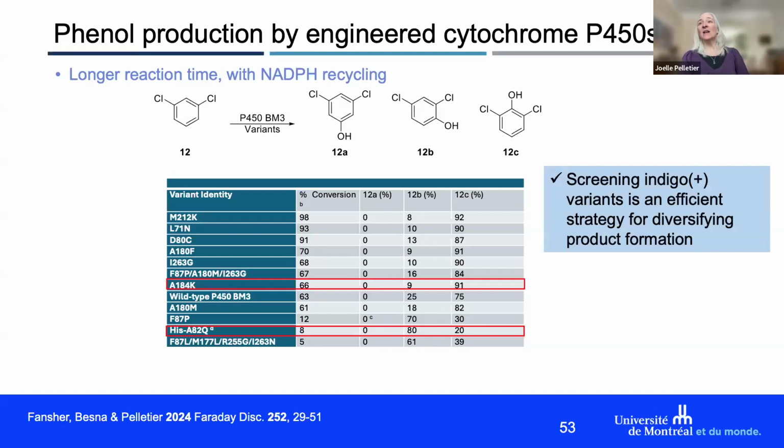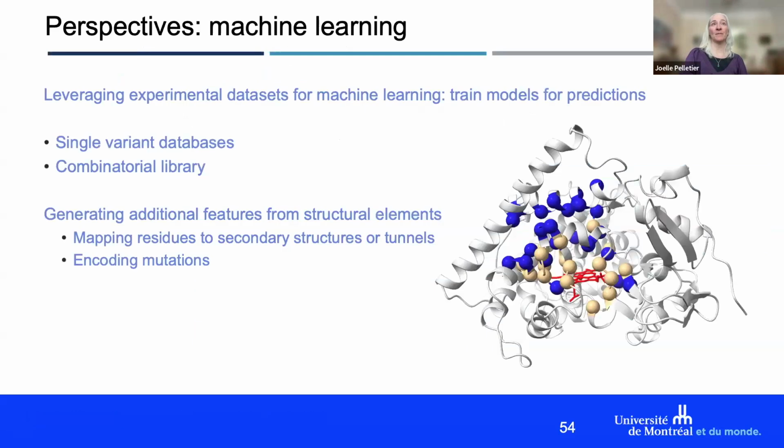So indeed, we see that screening for indigo positive variants, either as point substituents or in the context of multiple substituents, is an efficient strategy for diversifying product formation. So this brings me back to our perspectives, which is to feed this information to machine learning. And what we want is to leverage our experimental data sets, which are very rich, for machine learning. We want to use our experimental data sets to train models for prediction.